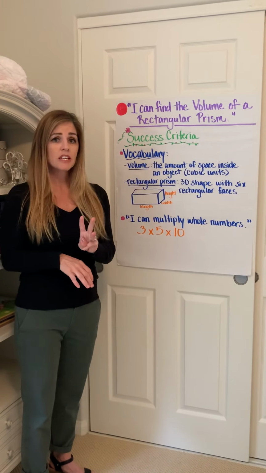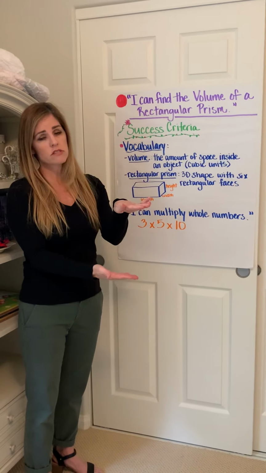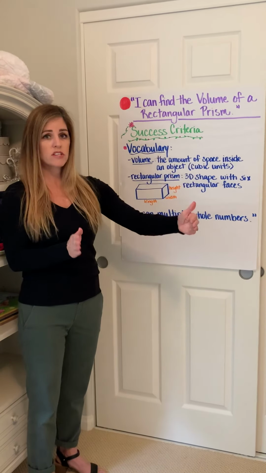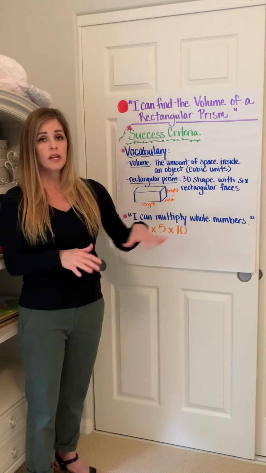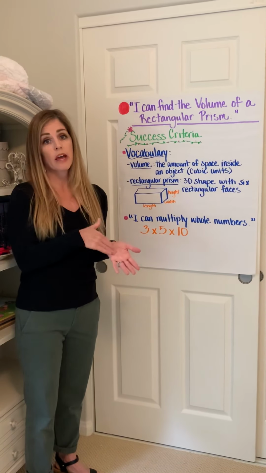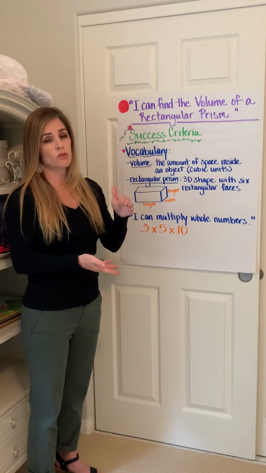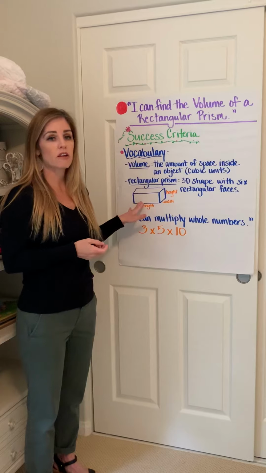Remember, that is a 3D shape that's made up of 6 faces that are all rectangles. Also keeping in mind that a square is a type of rectangle. So if one of those faces or 2 of those faces are squares, it still is a rectangular prism, which means a cube would also be categorized as a type of rectangular prism. 6 faces that are all squares, those are still rectangles. So we're finding the volume of a rectangular prism.